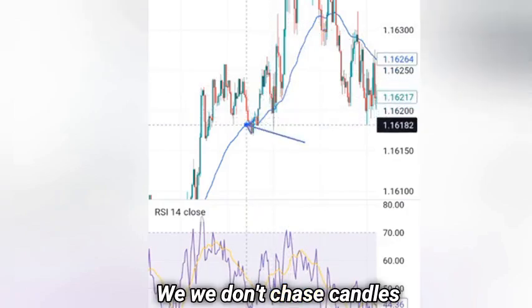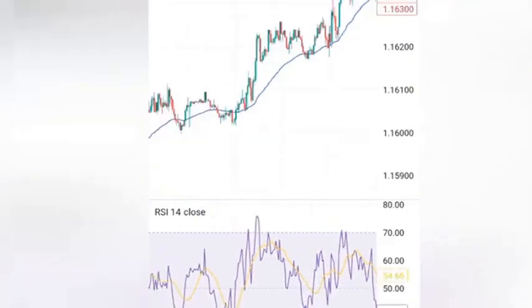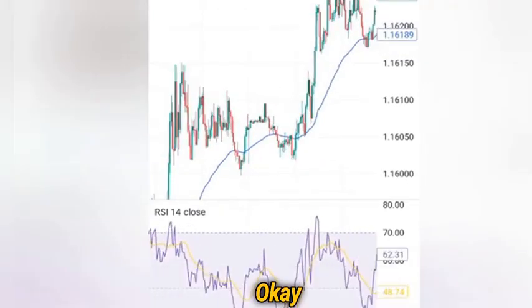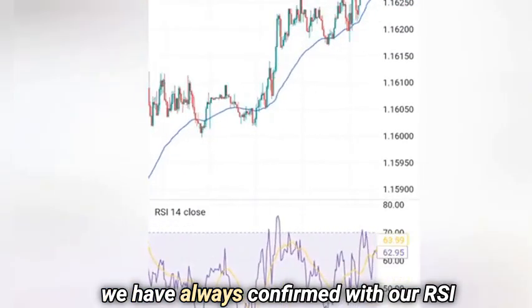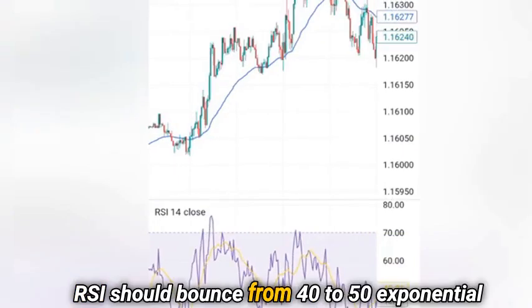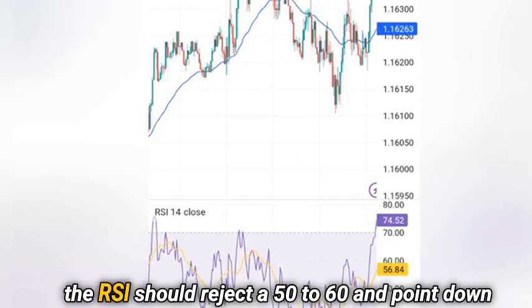We don't chase candles. We always wait for small retracements. Always the market has to come back to our indicator. When it comes to our indicator, we always confirm with our RSI. So for buys, RSI should bounce from 40 to 50. Then for sells, the RSI should reject 50 to 60 and point down.